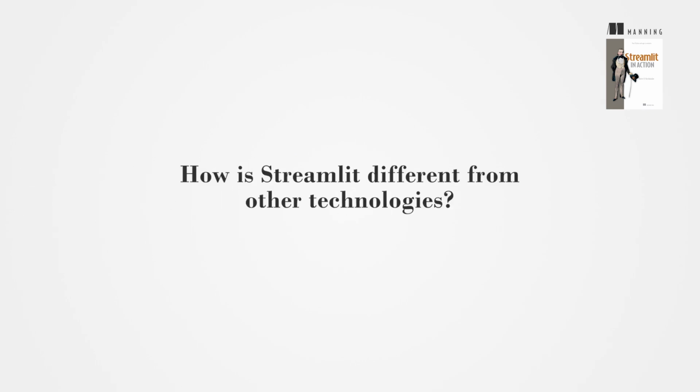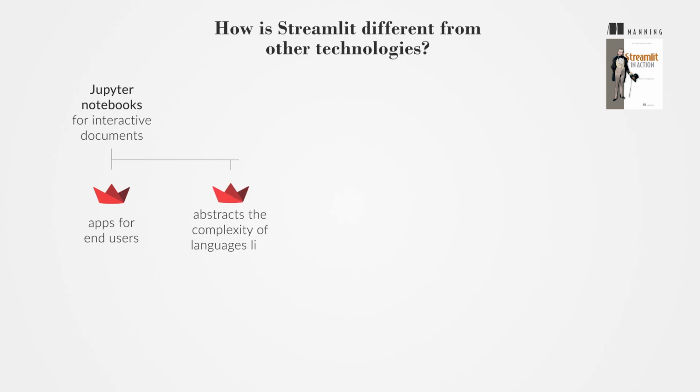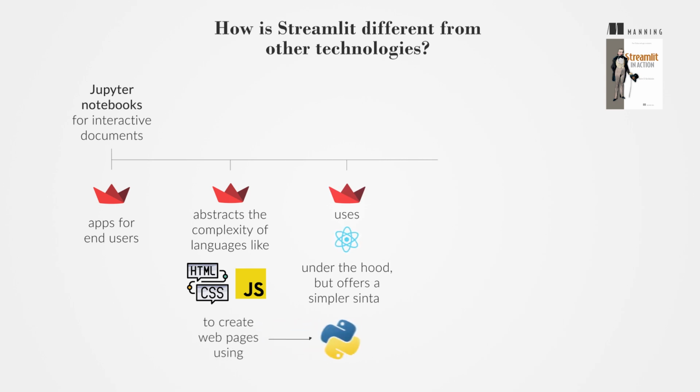How is Streamlit different from other technologies? Jupyter Notebooks are for interactive documents, while Streamlit is for creating apps for end users. Streamlit abstracts away the complexity of languages like HTML, CSS, and JavaScript, allowing you to create web pages using Python. Streamlit uses React under the hood, but offers a simpler Python-based syntax for creating web apps.